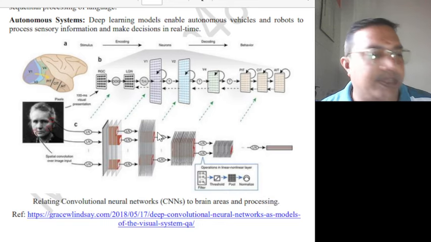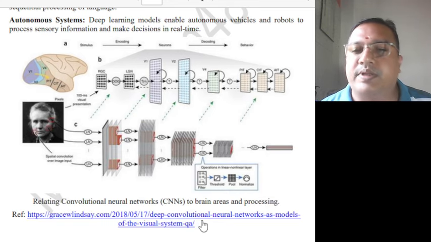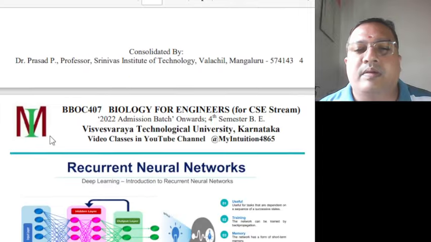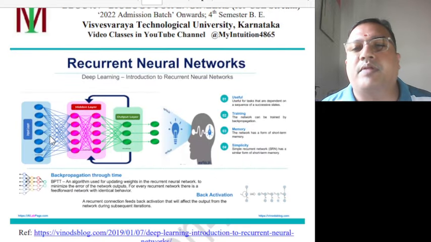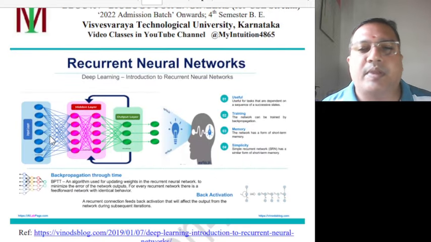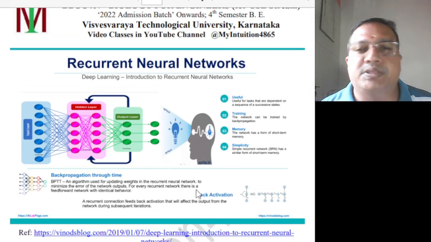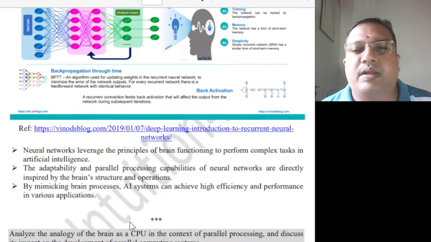the image I presented here, which I took from the reference mentioned here, relates the convolutional neural network to the brain areas processing. This is how it is connected. Okay, so the recurrent neural network, the RNN, how does it work? That is also given in this image, which you can understand.